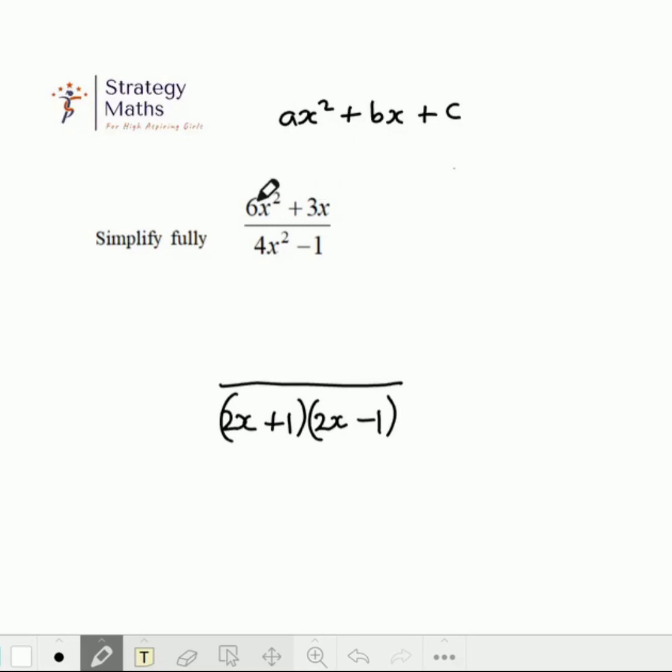So we look for the highest factor of 6x squared and 3x, which is 3x. That goes outside the bracket, and we multiply 3x by 2x to get 6x squared, and we multiply it by 1 to get 3x. Now that it's in the factored form, we can see a common factor of 2x plus 1 on the numerator and the same on the denominator, so we can cancel those common factors. So we end up with 3x on the numerator over 2x minus 1 on the denominator. And again, we can't write the denominator in factored form, so we know that this is our final answer and we've simplified it as fully as possible.